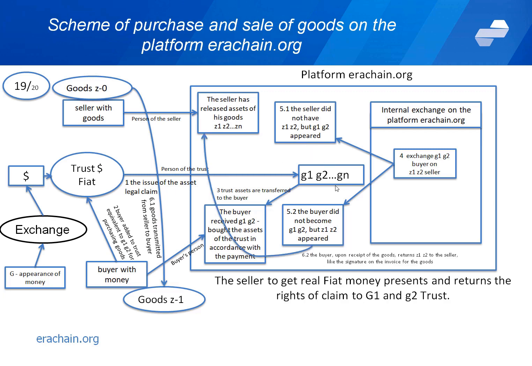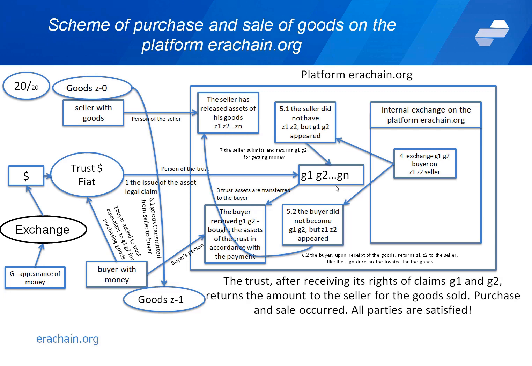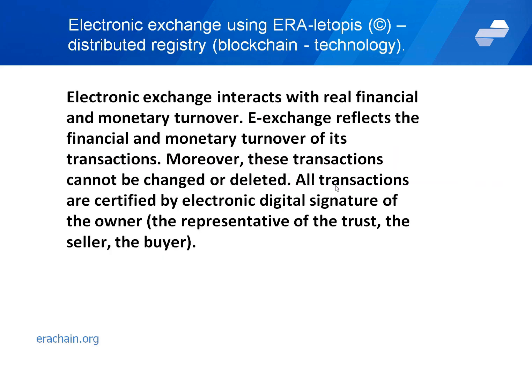The seller, to get real fiat money, presents and returns the rights of claim G1 and G2 to the trust. The trust, after receiving its rights of claims G1 and G2, returns the amount to the seller for the goods sold. Purchase and sale occurred. All parties are satisfied. Electronic exchange interacts with real financial and monetary turnover.